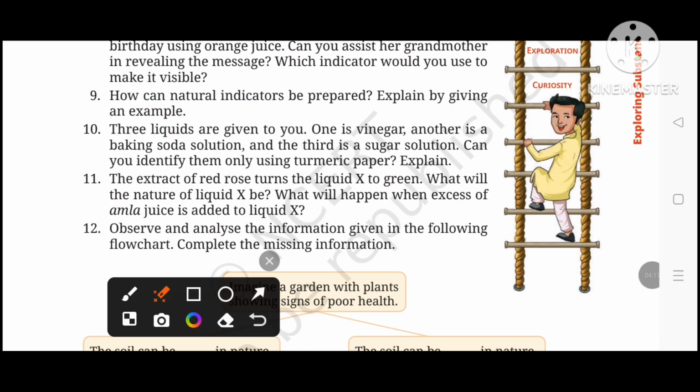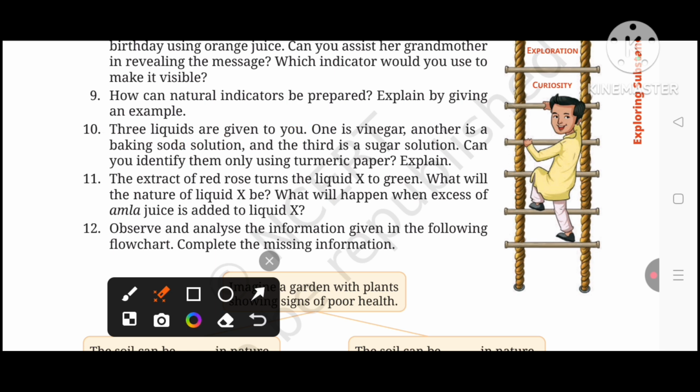How can natural indicators be prepared? Explain by giving an example. The natural indicators can be prepared such as the red rose extract and turmeric solution. These are the natural indicators, and this is given in the second lecture of this chapter, so you should watch this video and you will be able to answer this question.